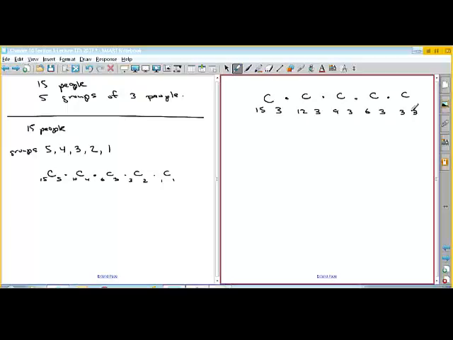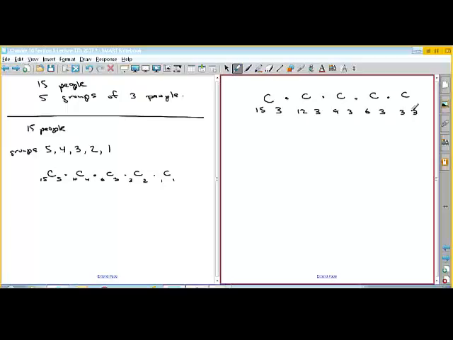Well, in this one, all the groups have different sizes, so they're distinguishable from each other just because of their sizes. In the case of this, where you have 5 groups of 3 people, if you choose a group of 3 here, or you choose a group of 3 here, and it's the same group, it's not a distinguishable group.